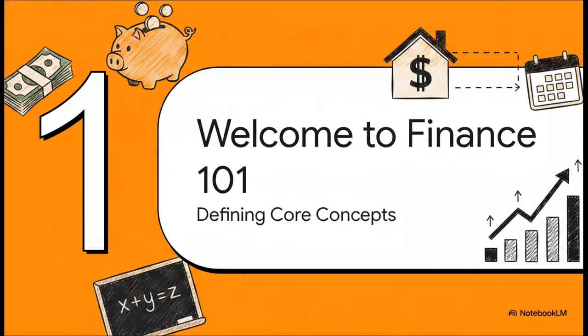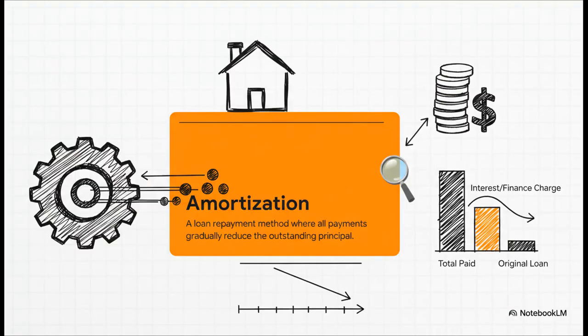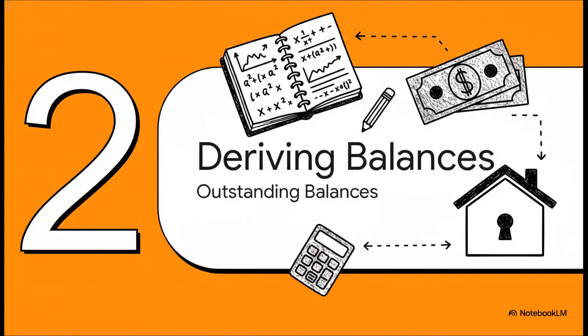All right, Section 1, welcome to Finance 101, defining the core concept: amortization. You hear the word all the time, but think of it as the actual engine of your mortgage. It's essentially the method of repaying a loan where your level, periodic payments systematically chip away at the outstanding principal balance. Now, obviously, because lenders charge interest, they're not doing this for free. The total amount of money you end up paying over 30 years is going to far exceed the original amount you borrowed. That difference, that's the finance charge. But amortization guarantees that with literally every single payment you make, the actual principal amount you owe is methodically and mathematically eliminated.